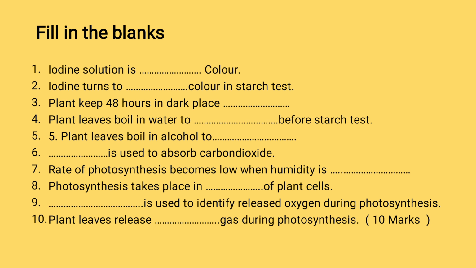Photosynthesis takes place in the chloroplast of plant cells. The organelle we learned in grade 10. A glowing splinter is used to identify released oxygen during photosynthesis.